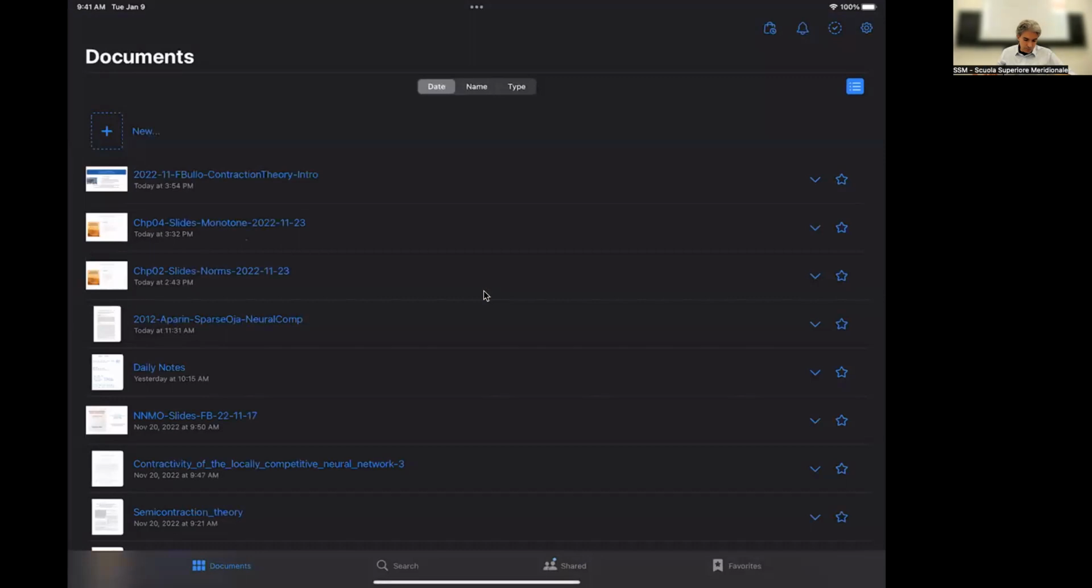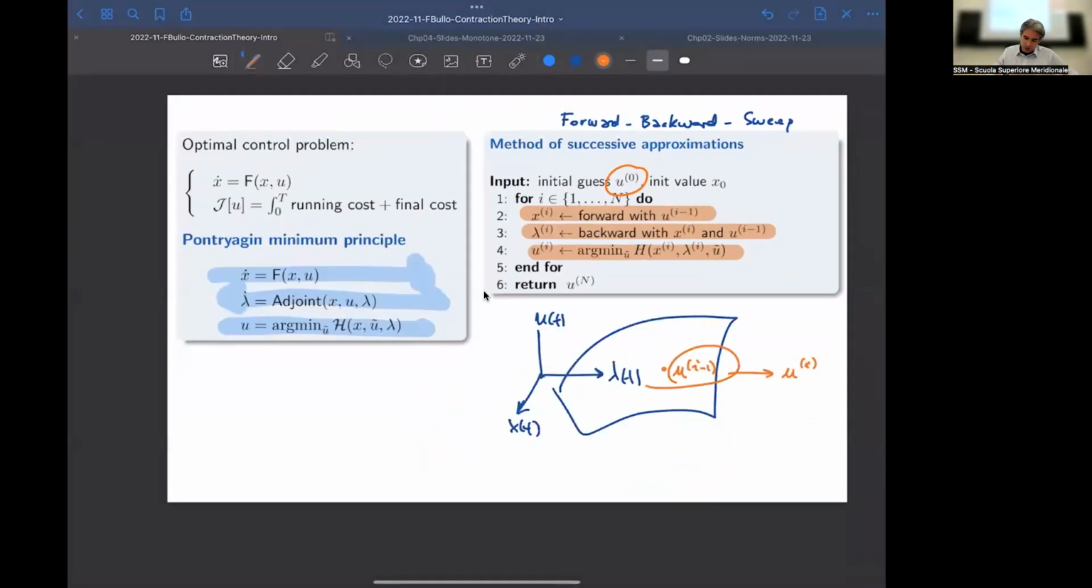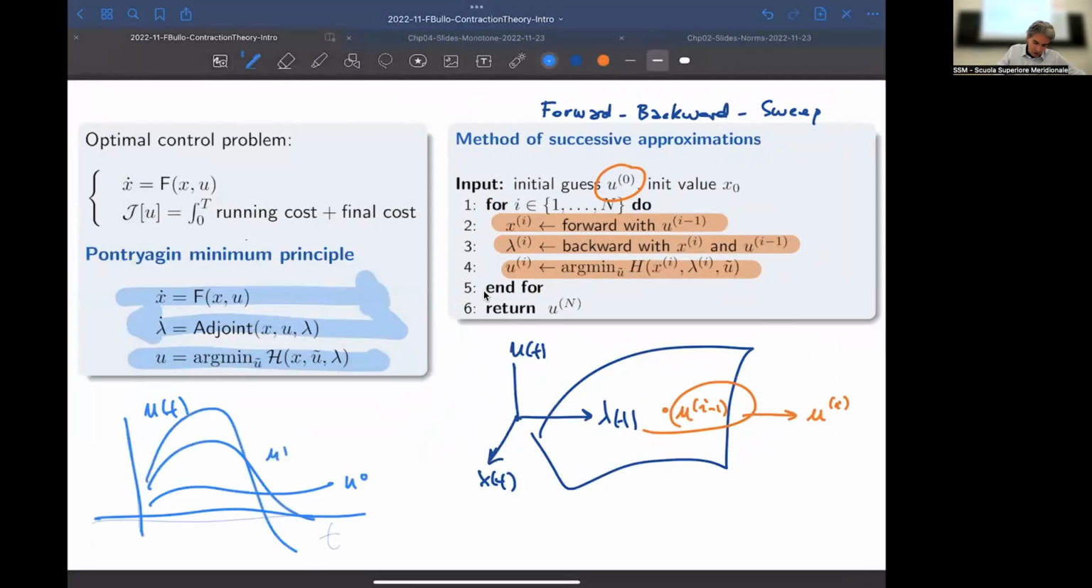I apologize, I don't have the picture here. Let me just draw it as a function of time. This is time t, and this is u of t. You start with a first trajectory, u0. Then you get a new trajectory, u1, and then you get another trajectory, u2, and so on and so forth.